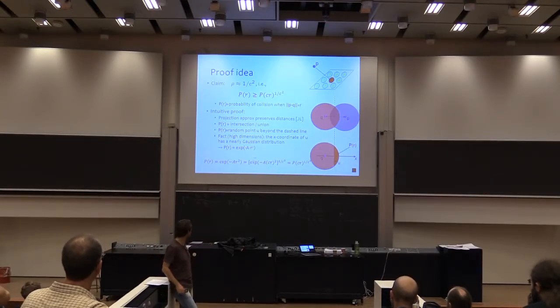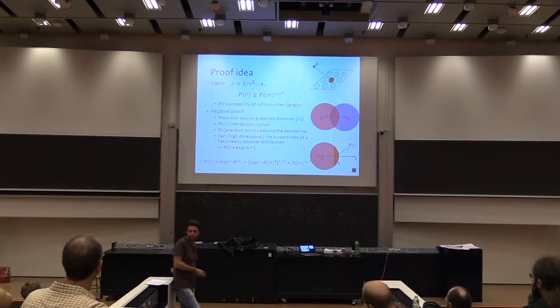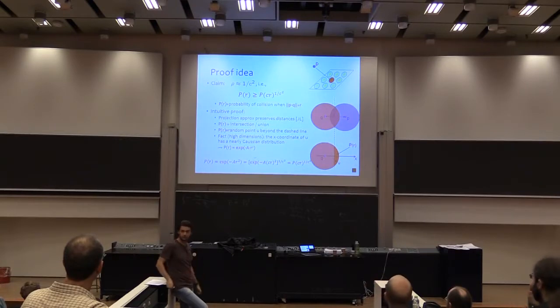Okay, this is the exact calculation, but the real intuition is that c squared comes from the dependence on r squared in the exponent for the Gaussian distribution. Okay, and this is the entire proof. Okay? Are there questions about that?